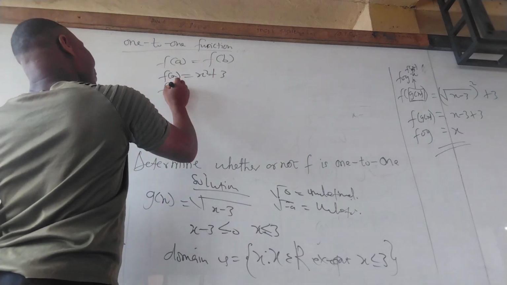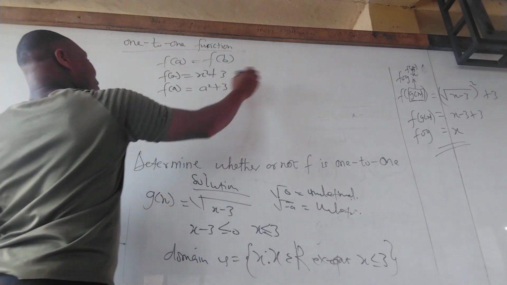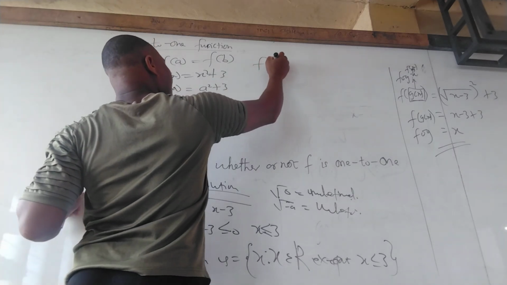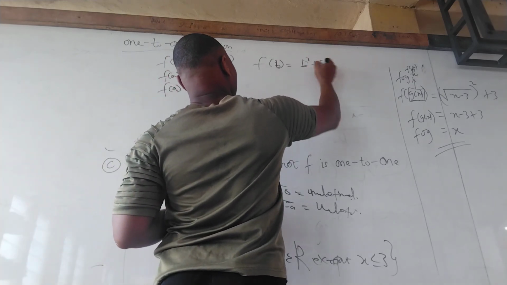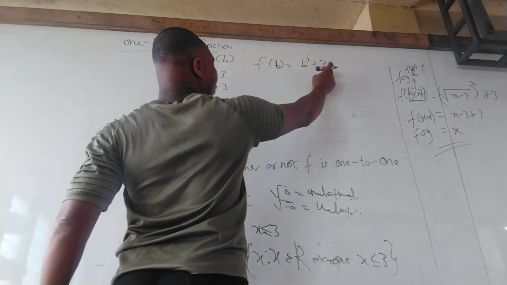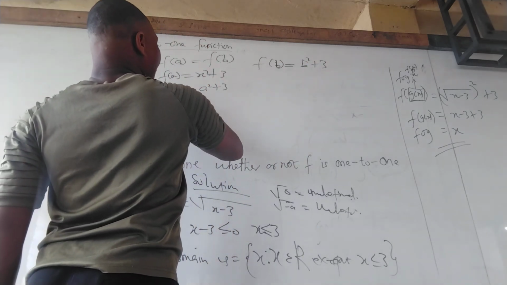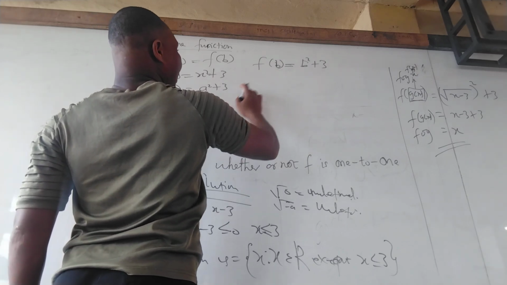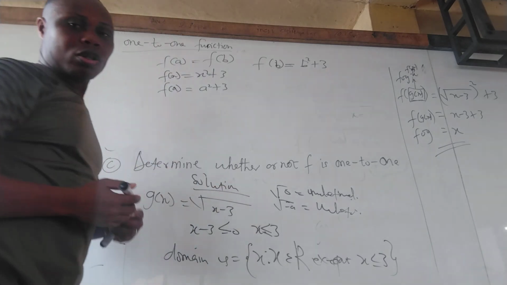So I'll find f of a first. f of a is going to give me a squared plus 3. Then I'll go and find f of b. f of b will give me b squared plus 3. So you can see that a squared plus 3 and b squared plus 3. So I have f of a to be a squared plus 3 and f of b to be b squared plus 3.